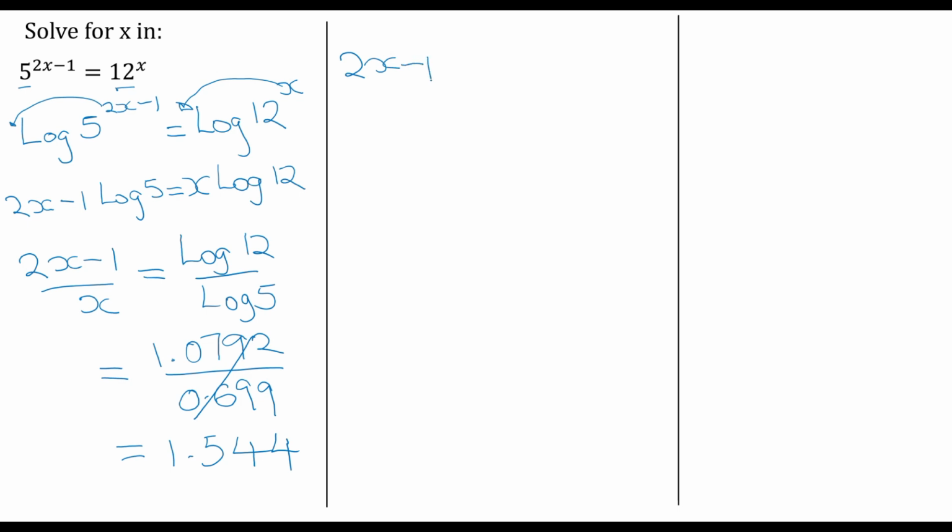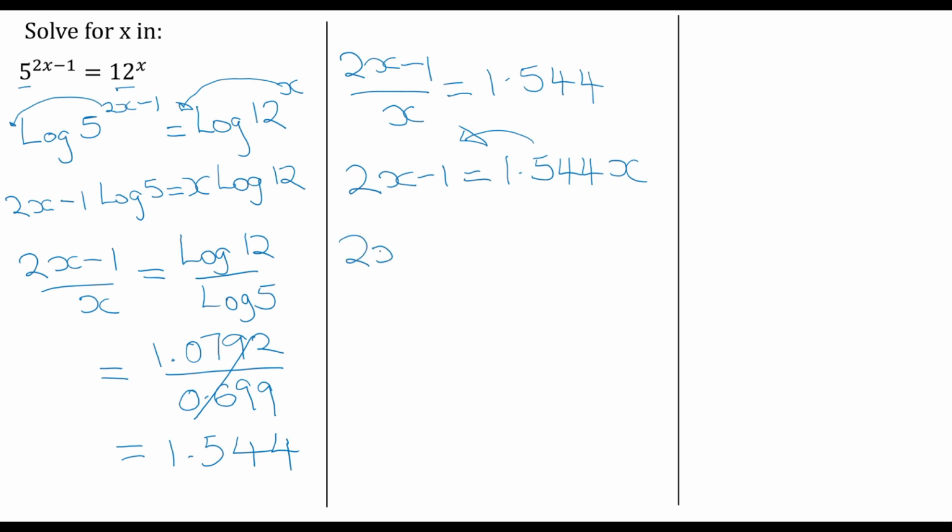2x minus 1 over x is equal to 1.544. The next thing you want to do is multiply both sides by x. So you'll have 2x minus 1 is equal to 1.544x.